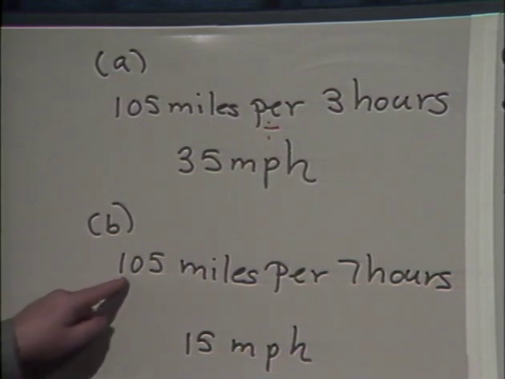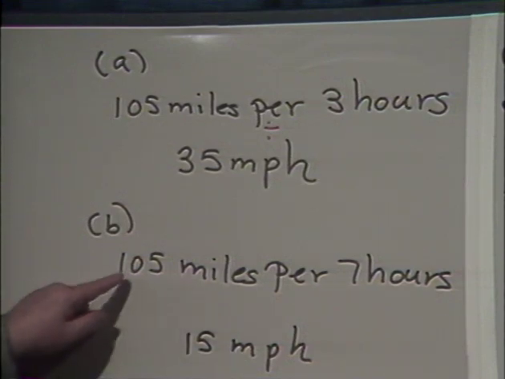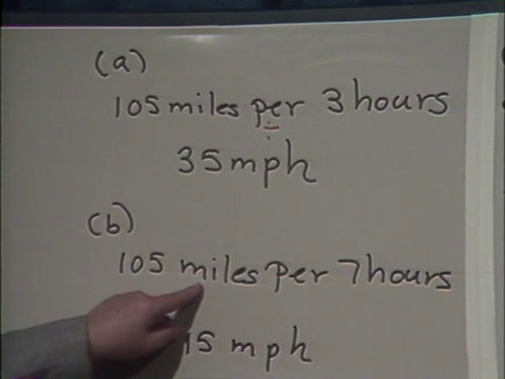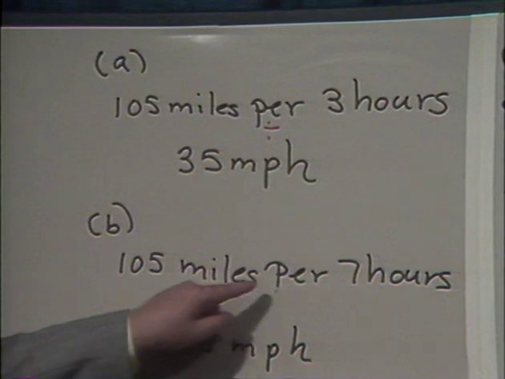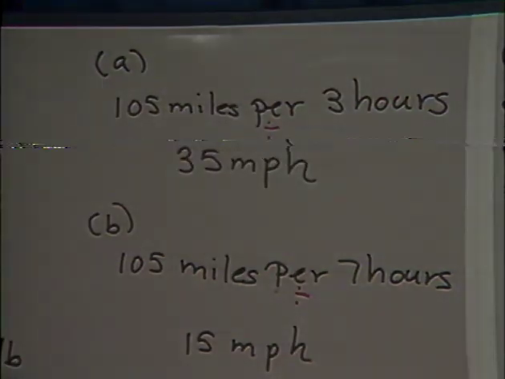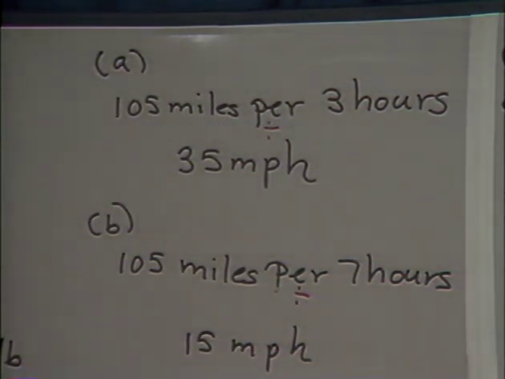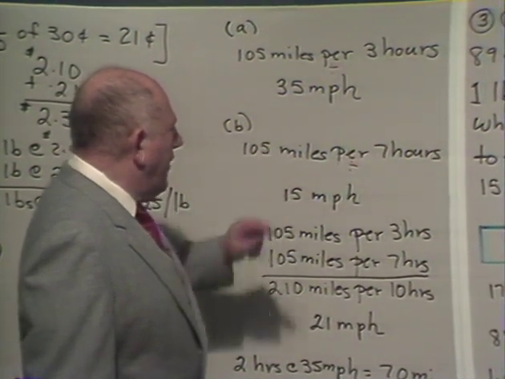In the second problem, you see you're still going the same distance. See the difference between distance and rate? You're still going the same distance, 105 miles, but now it's taking you 7 hours. You're going 105 miles per 7 hours. Per still means divided by. So we divide the 105 by the 7, and that gives us 15 miles per hour. See, so far still no trick. 15 miles per hour, 35 miles per hour.